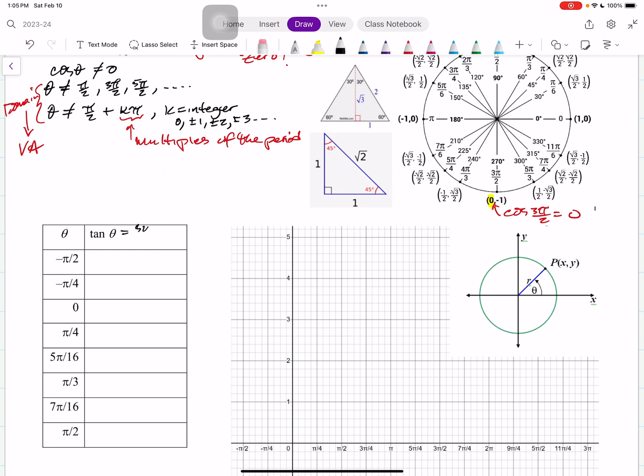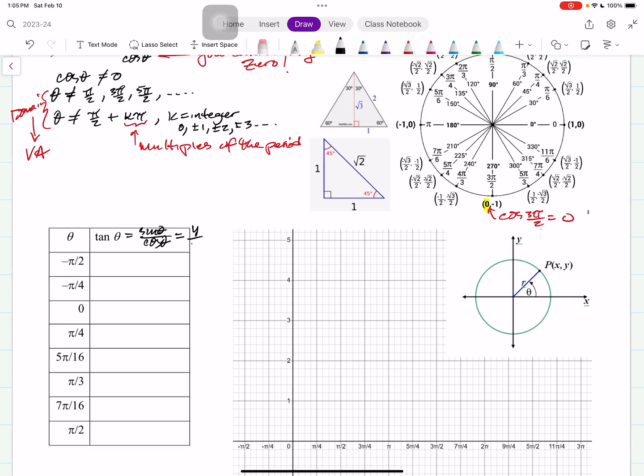Okay, sine theta divided by cosine theta. Let's jump ahead here. But it's also defined to be y divided by x. So when you look at these coordinates on a unit circle, right here, you can take the y coordinate divided by the x coordinate on the unit circle here, because the x coordinate is the cosine of the angle, and the y coordinate is the sine of the angle on the unit circle, as you guys already know.